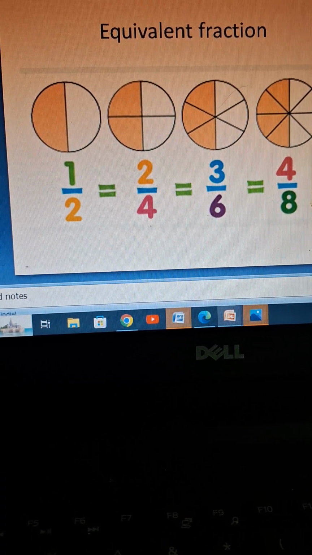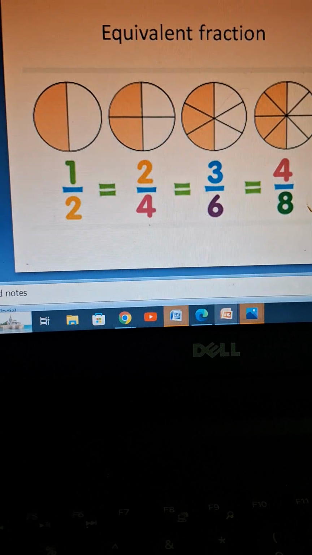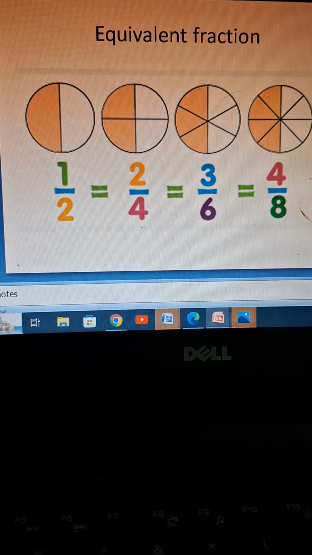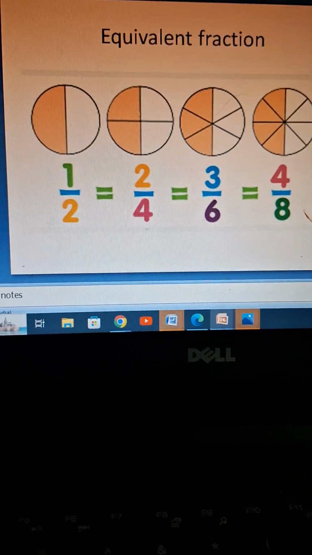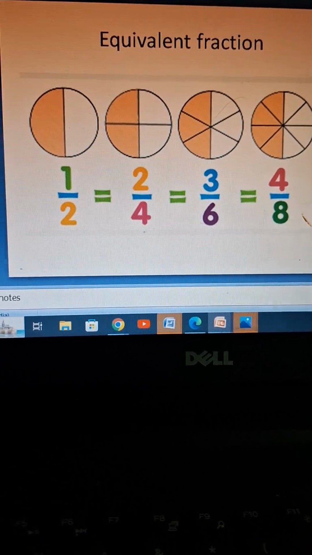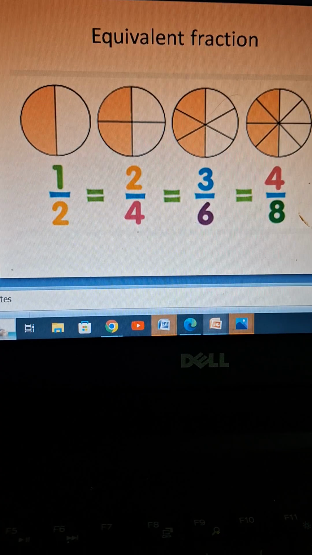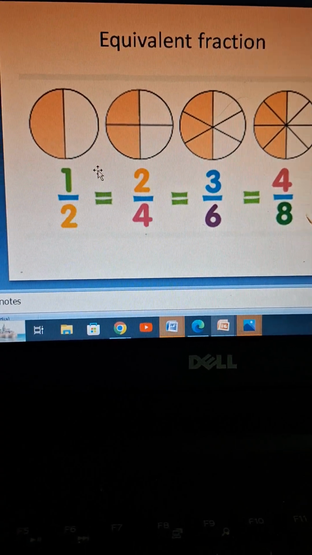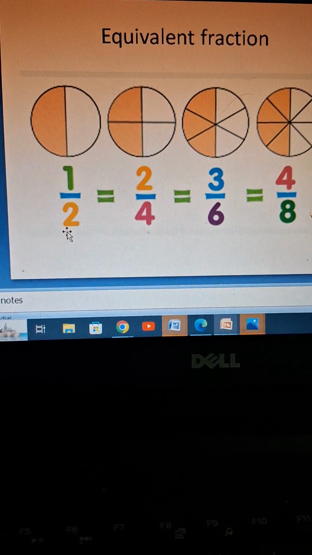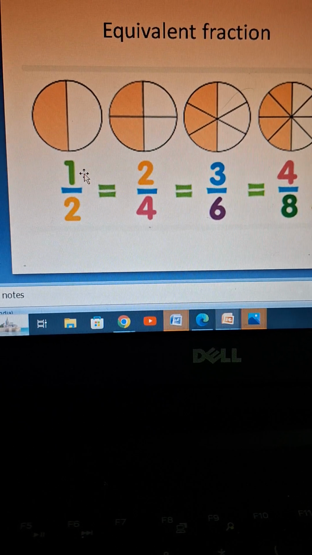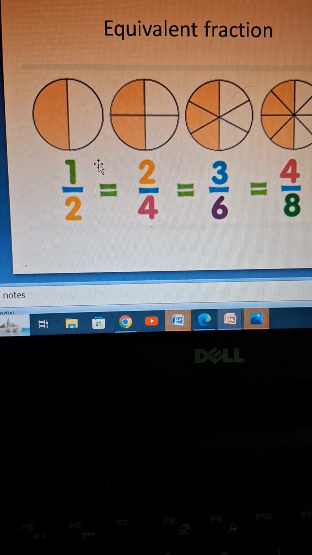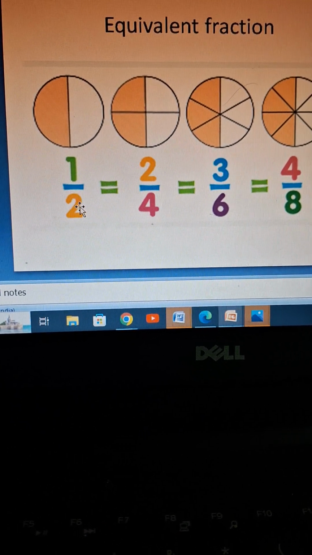2 by 4, then next it is divided into 6 equal parts, 3 out of 6, because half of 6 is 3, half of 8 is 4. So all these are equivalent fractions. How can we get the equivalent fraction? We can get the equivalent fraction by multiplying the numerator and denominator by the same number. 1 into 2, 2 into 2, 4, 1 into 3, 2 into 3, 1 into 4, 2 into 4.